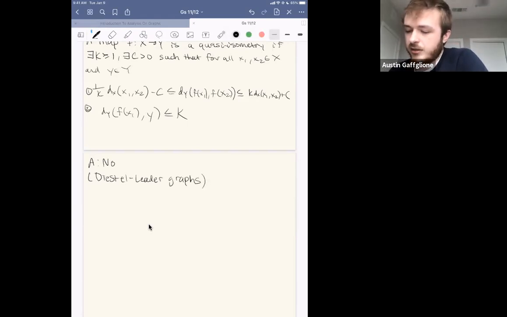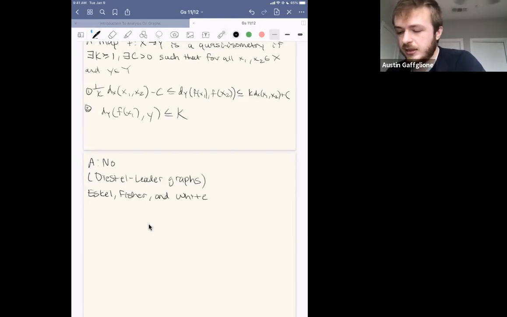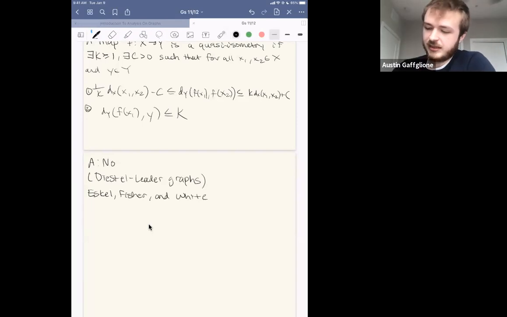While they constructed these graphs, I think it was not verified until the early 2010s, so about 12 years ago, by a trio of mathematicians, I think Eskin, Fisher, and Whyte. They verified this conjecture that Diestel and Leader came up with. And before we can talk about the construction of a Diestel-Leader graph, we're actually going to talk about Lamplighter groups.